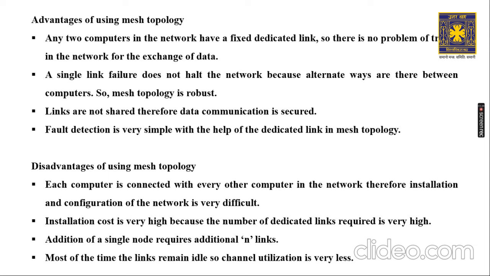But there is a problem. A single link failure, no, this is not a problem actually, this is an advantage. I told you there are various paths. If a single link failure occurs, it will not hold the network because there are alternate ways. So mesh topology is robust. It provides you a robust LAN. Links are not shared, therefore data communication is secured. So data communication is very much secured in mesh topology.